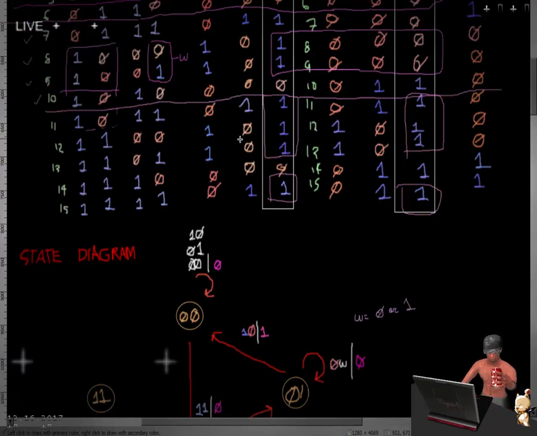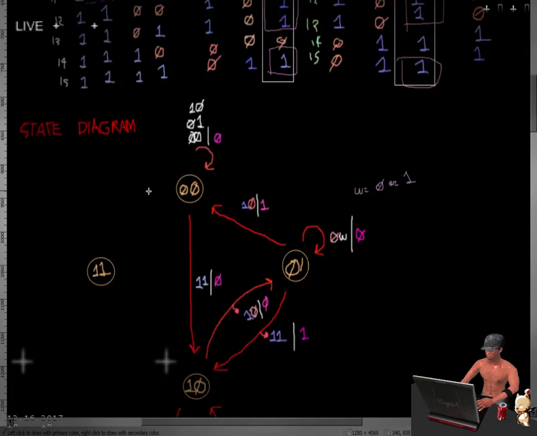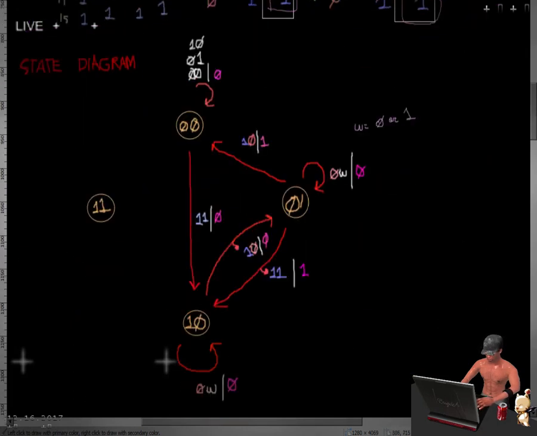Alright, we're gonna do 1, 1, 0, 0. No, I'm sorry, we're doing 1, 0. The input is 1, 1. It's 1, 0 to 1, 1. Finally, we have a guy going that way.